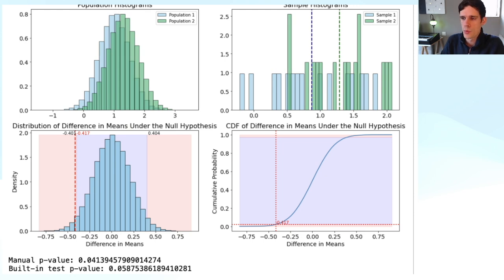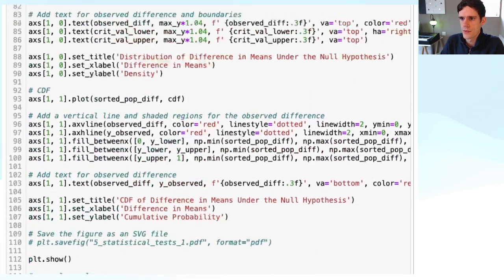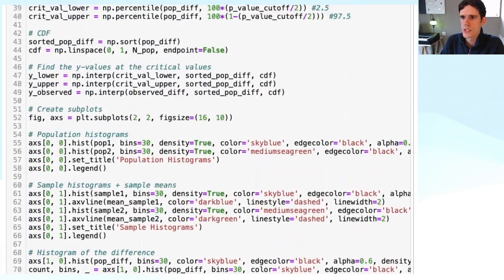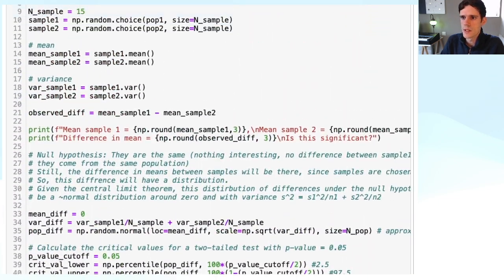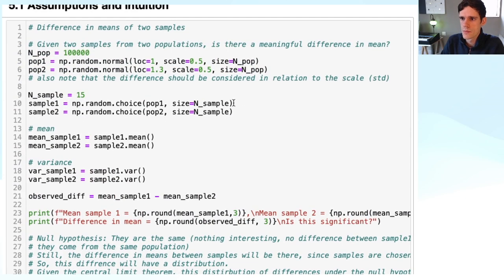Let's change some parameters now, just to see how we can make it so that we will always make the right conclusion. And the first thing that we will do is change the underlying population means of our populations. Let's say that they're not different by 30%, but by 300%. So population 2 will now have a mean of 3 compared to 1 for population 1.